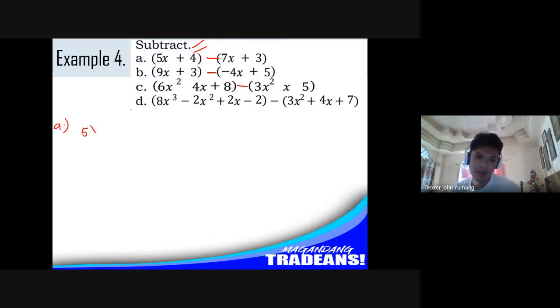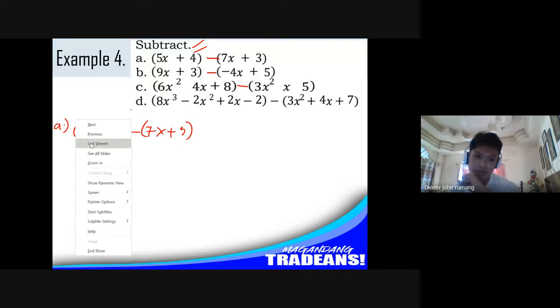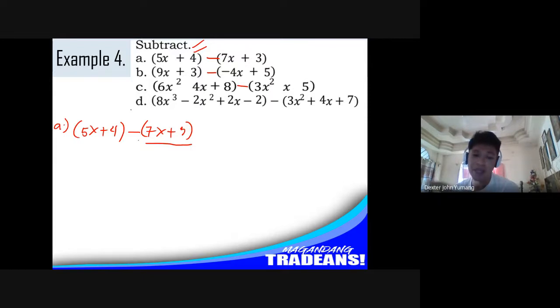So, we have 5x plus 4, parentheses, minus 7x plus 3, then parentheses. In this case, magkaiba po yung process ng pag-add sa pag-subtract. Dito po, itong grupo ng 5x plus 4, this one, at saka itong grupo ng 7x plus 3, i-minus daw natin sila. Pero paano natin sila i-minus? So ganito, bring down 5x plus 4.